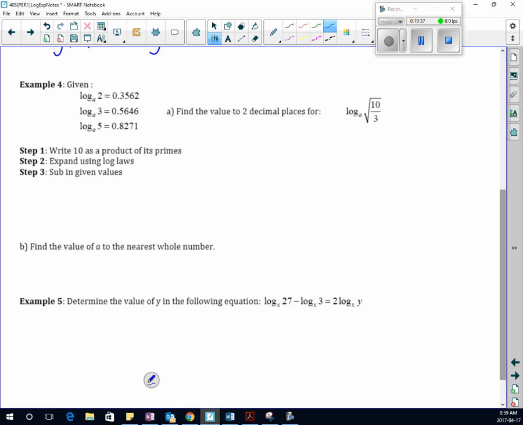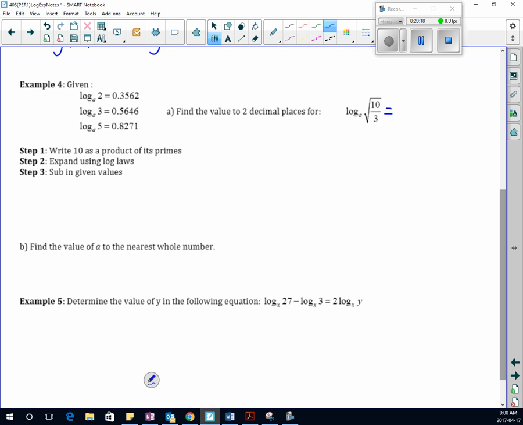Okay, so here is a provincial exam question they've given in the past. And it is on the calculator side of things because it's got decimals in there. Okay, so we don't know what the base is, but it says find the value to 2 decimal places of that. You'll have some of these in your homework tonight as well. What you have to do is expand the logarithm and rewrite 10 as 5 times 2. Well, 3 is already there. Do you see that?